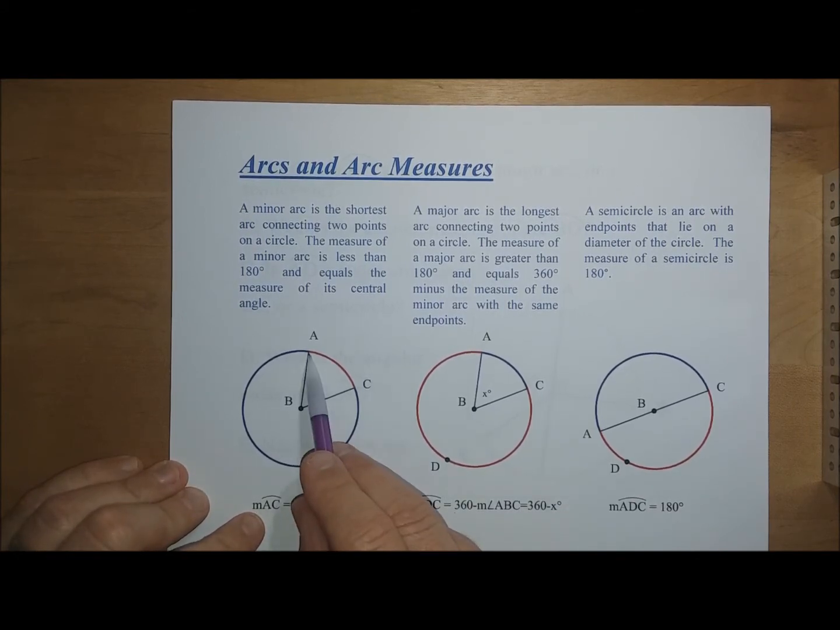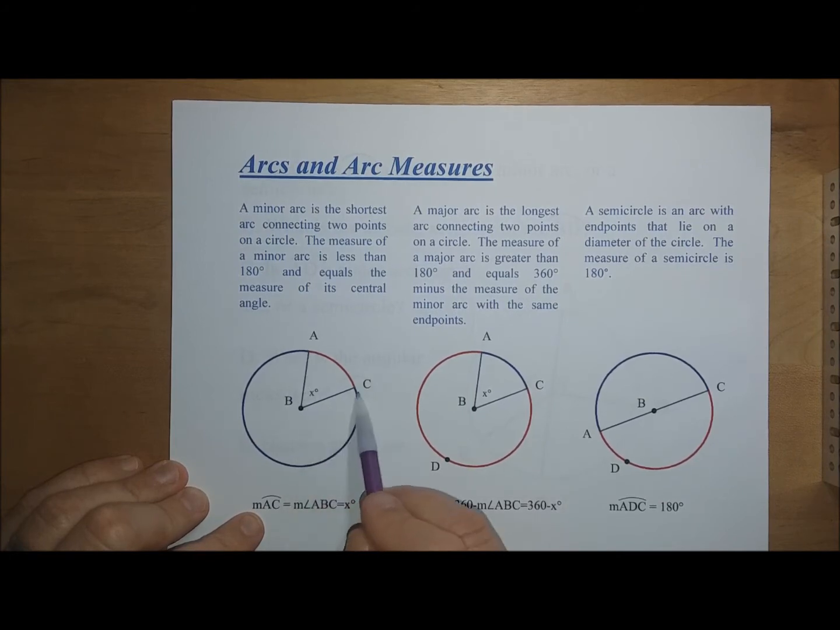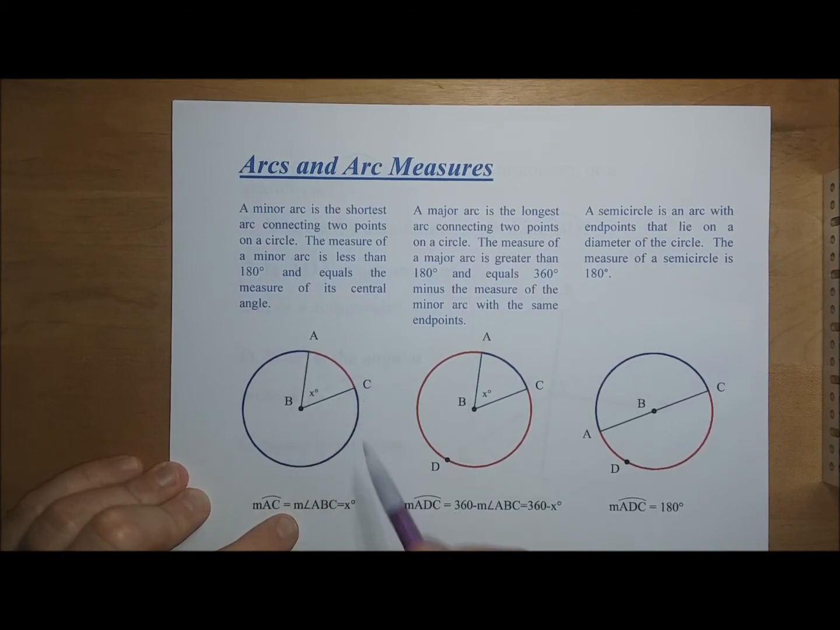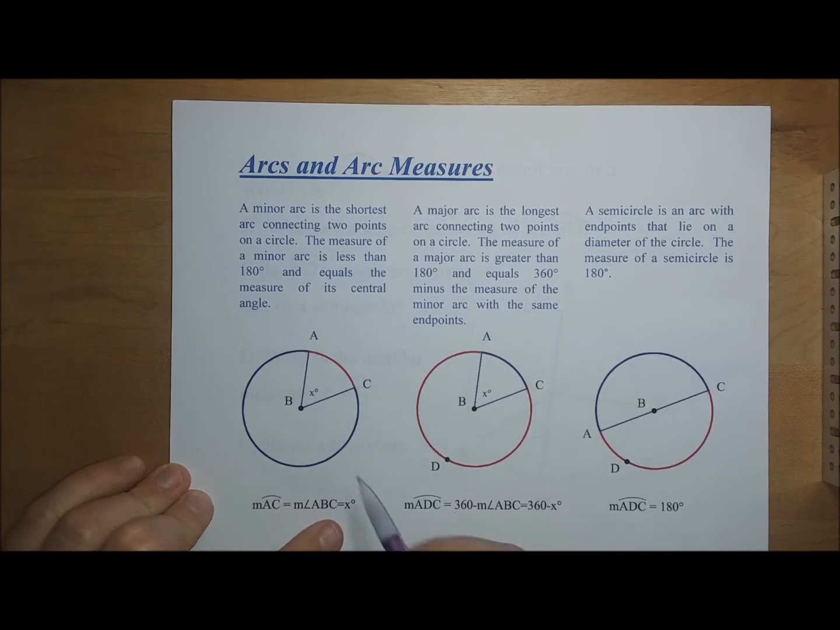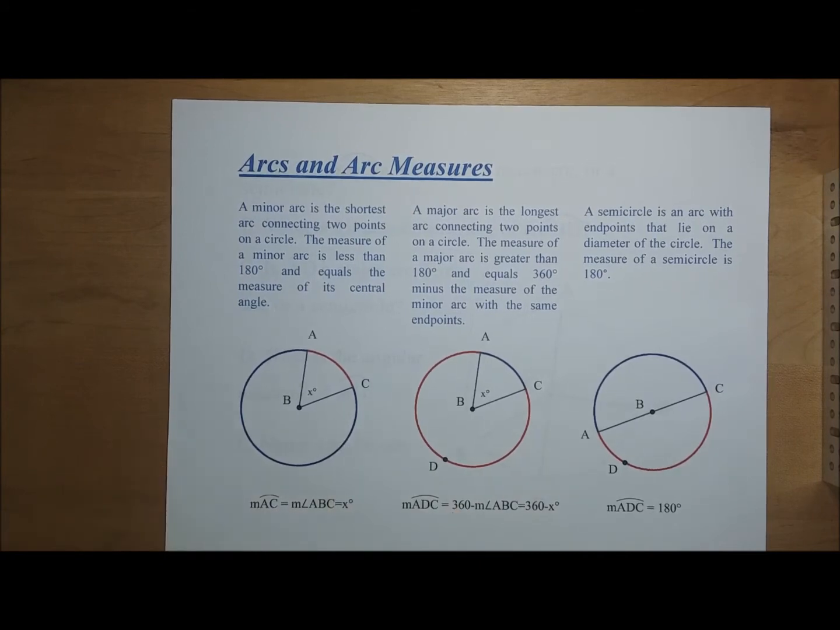And your minor arcs are always going to equal the measure of the central angle that's created by connecting its endpoints back to the center of the circle. So the measure of arc AC equals the measure of angle ABC, which equals, in this case, x degrees, your central angle.